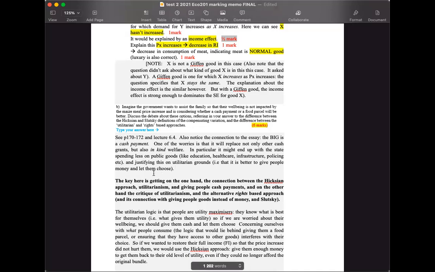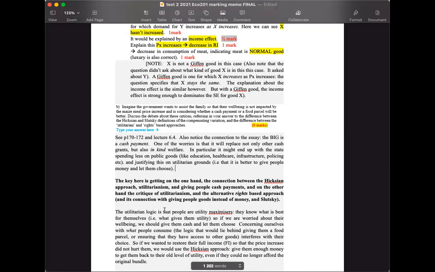So the key here is getting the connection between the Hicksian approach, utilitarianism, and giving people cash payments. So understanding the connection between those three. And on the other hand, we have the critique of utilitarianism and the alternative rights-based approach and its connection with giving people goods instead of money, and the Slutsky compensation variation.